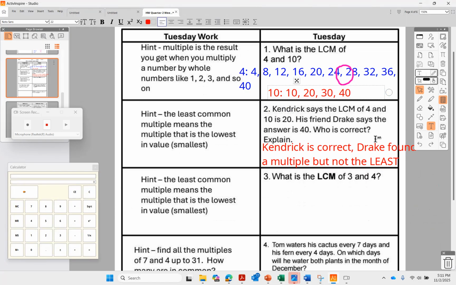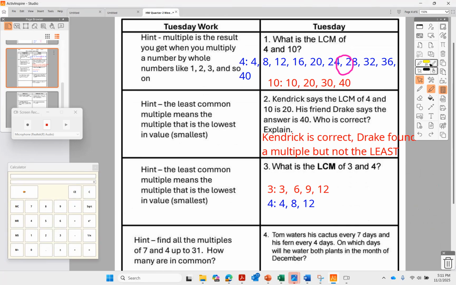Okay, what is the least common multiple of 3 and 4? Multiples of 3 are 3. 3 times 2 is 6. 3 times 3 is 9. 3 times 4 is 12. Oh, okay. So I know 3 times 4 is 12. Let's see if they have anything less in value. 4 times 1 is 4. 4 times 2 is 8. 4 times 3 is 12. So the least common multiple of 3 and 4 is 12.